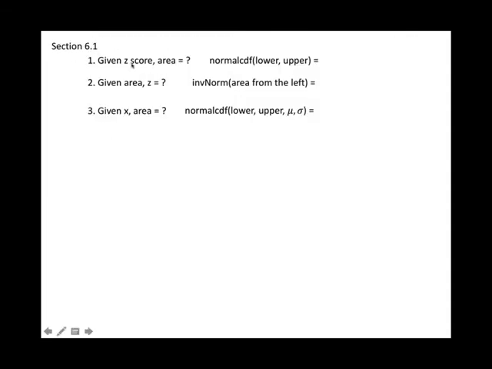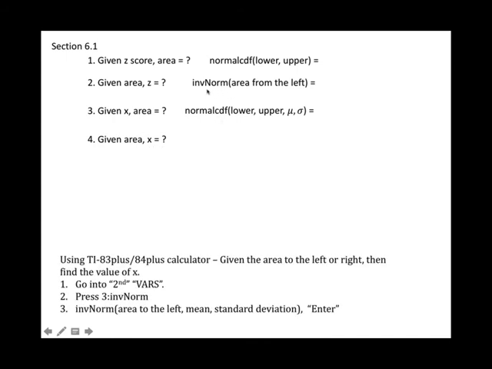We have section 6.1 for number 1, number 2, and we just did number 3, where we were given the x and want to find the area. So now, given the area, we want to find out what is the x. Same idea with number 2 here. Given the area, section 6.1, we're looking for the z-score. This time we want to find out the x. So you could guess it will be the same thing, we'll be using the inverse norm. Okay, inverse norm, and then enter the area from the left, the mean and the standard deviation.